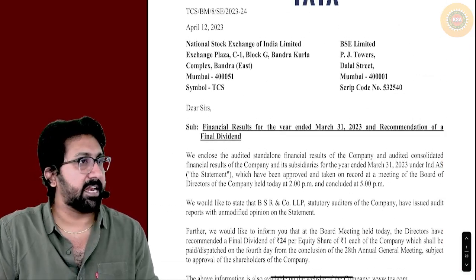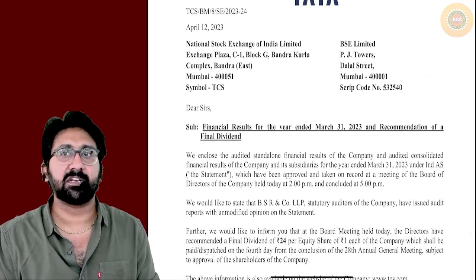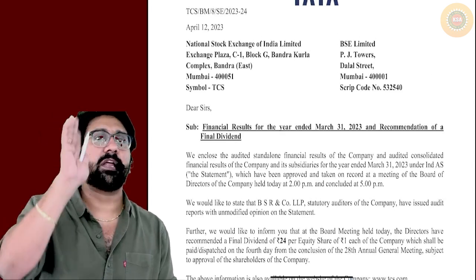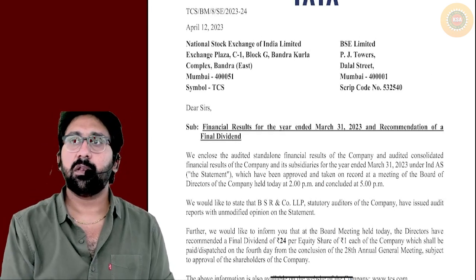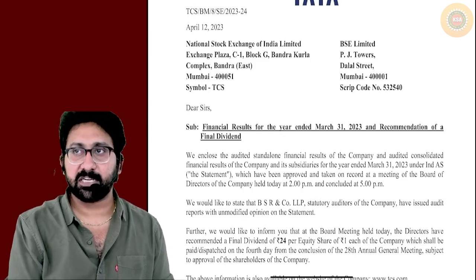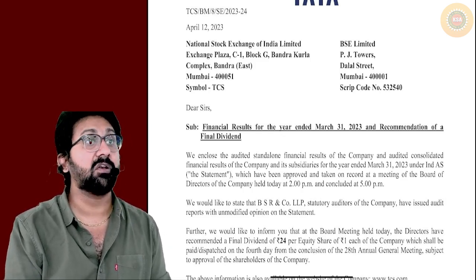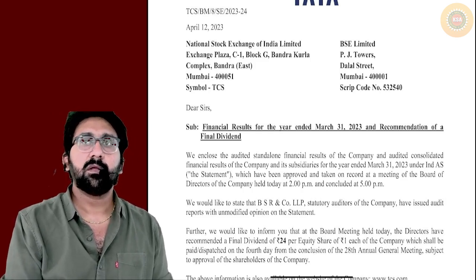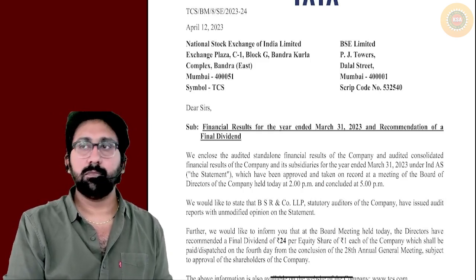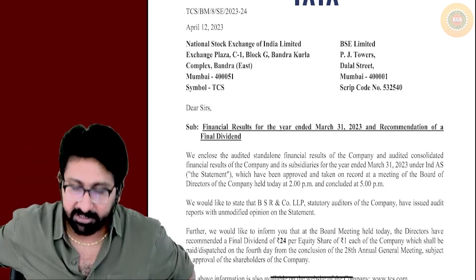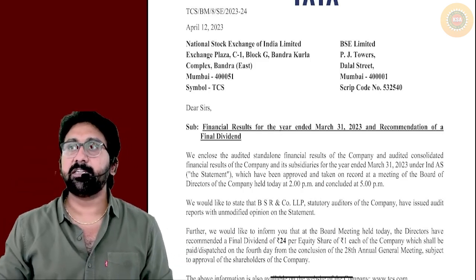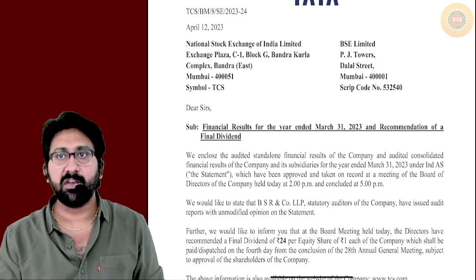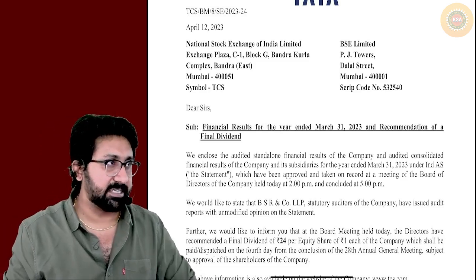Let me first analyze how to read the financial results. There are two types of financial results. Number one, interim financial results. Second one, annual financial results. Repeat, what is the first one? Second one? There are two types of financial results. First one is interim financial results. Second one, annual financial results.